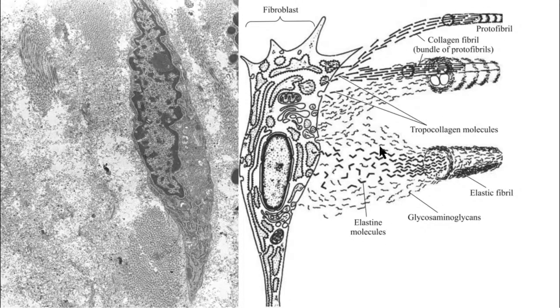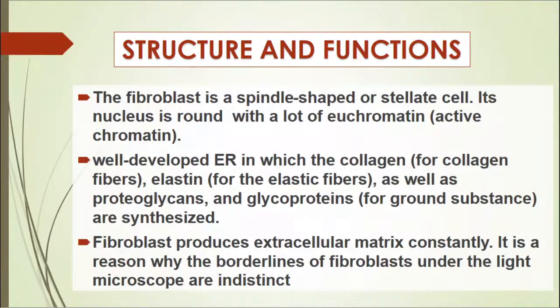It started from the tropocollagen molecules, collagen protofibrils, and after that bundles of collagen fiber. We have to talk about structure and functions. The fibroblast is a spindle-shaped or stellate cell.